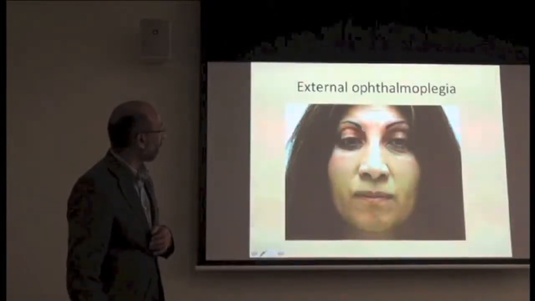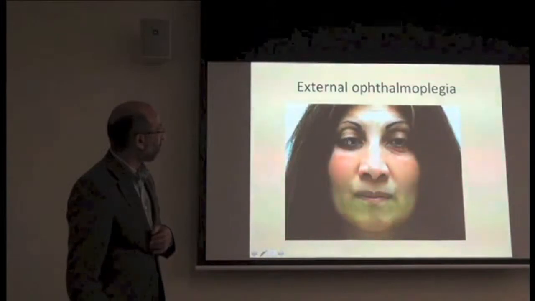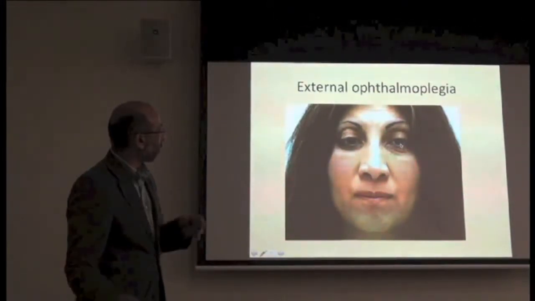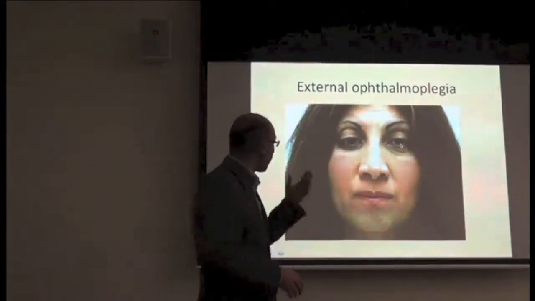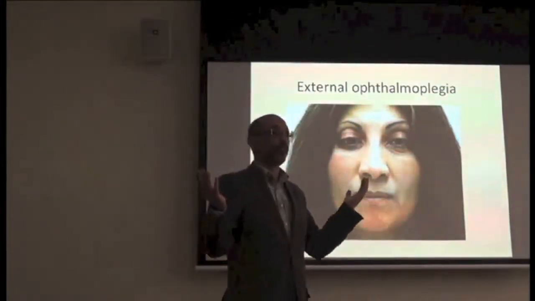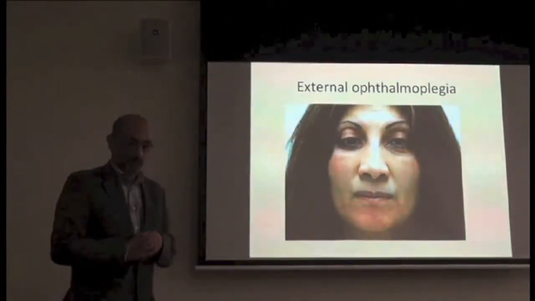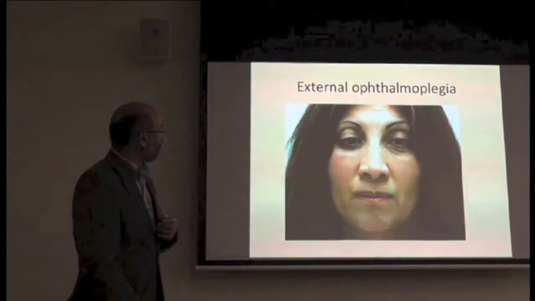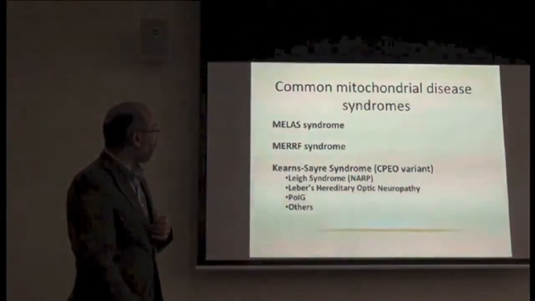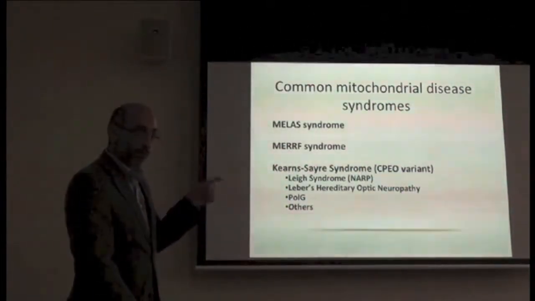Droopiness of the eyelid muscles, lifting up her eyelids using her forehead muscles. The squint shown by this sort of inward deviation of that eye. That lady unfortunately can't move her eyes very much at all. So that's external ophthalmoplegia. Because time's going, I'm going to skip a little bit faster.